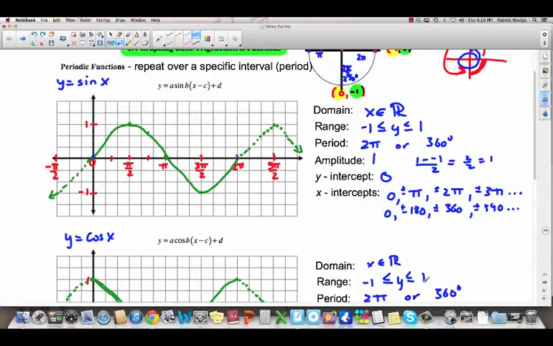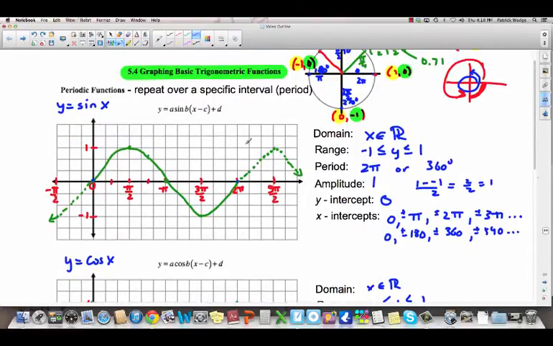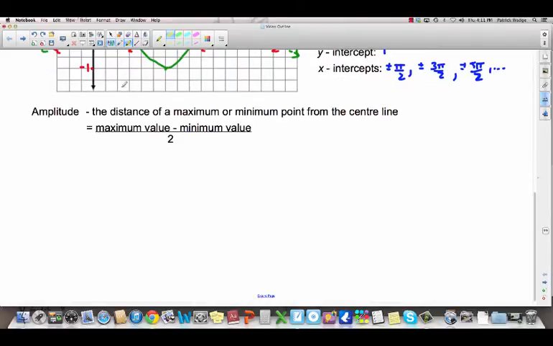Now what we're going to do is take a look at these forms of the equation, once you've done all your transformations, just like we've done throughout this course. What does the A do? What does the B do? What does the C do? What does the D do? Good news, they do the same things they've always done. So, amplitude we've talked about a little bit.